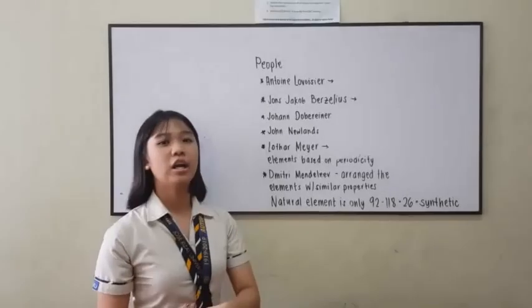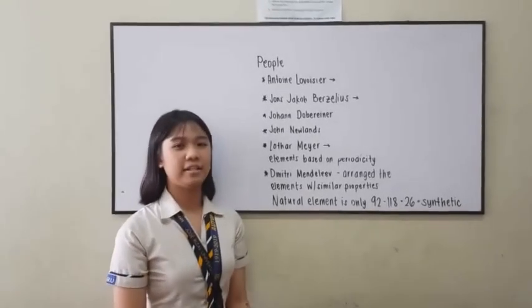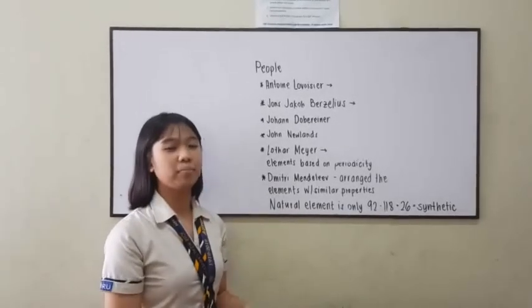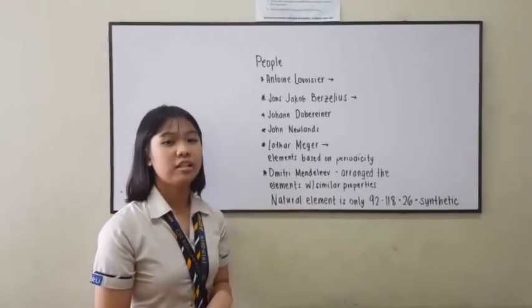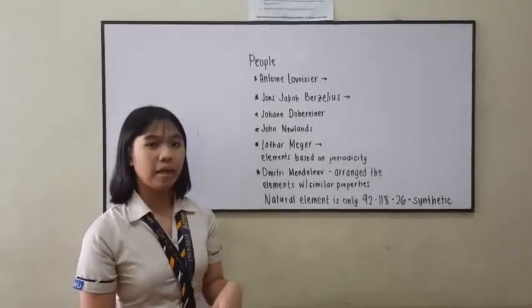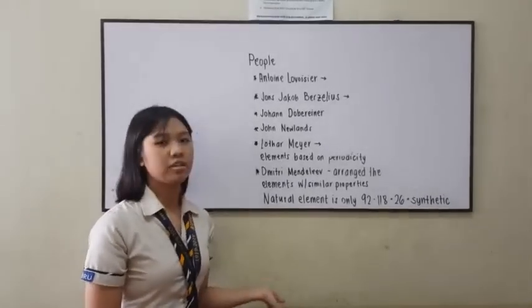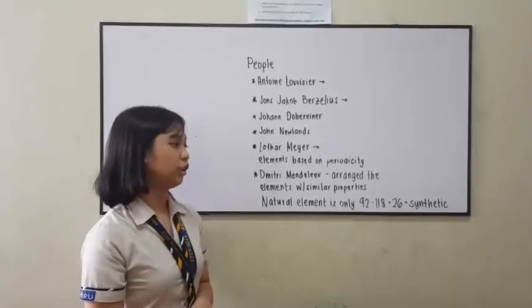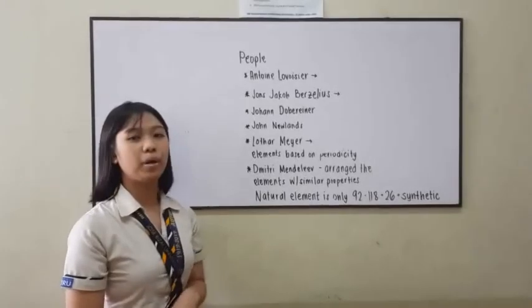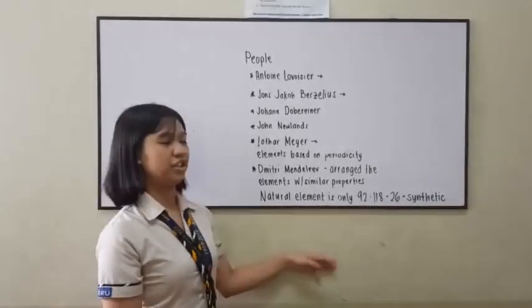Way back before, the total number of natural elements in our periodic table was only 92, and because there were gaps or empty spaces in the periodic table, the scientists came up with the idea of creating synthetic elements that would fill up those gaps. The total number of those elements is 26, and now the total number of elements in our periodic table is 118.